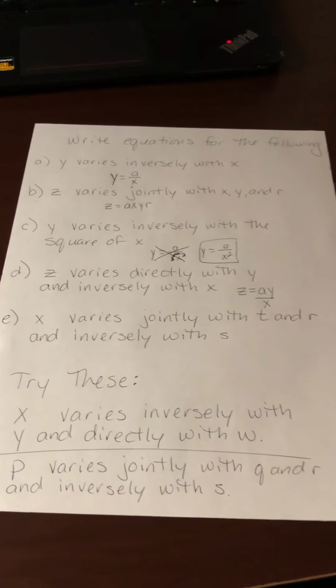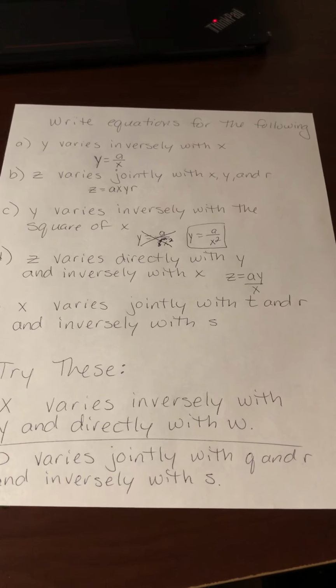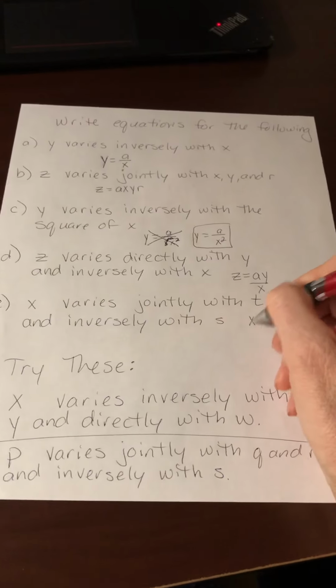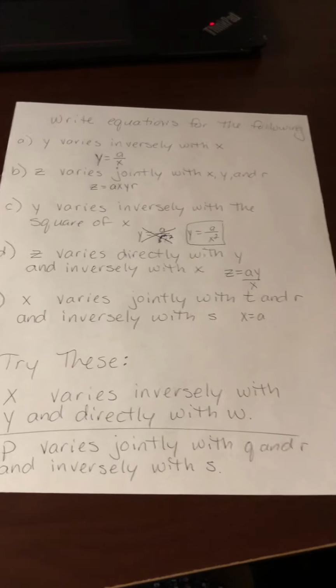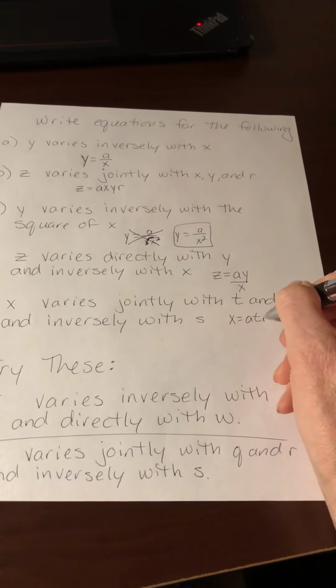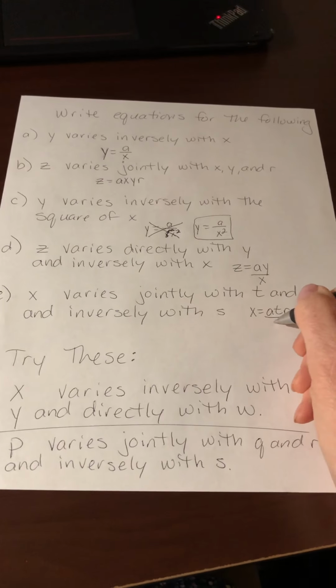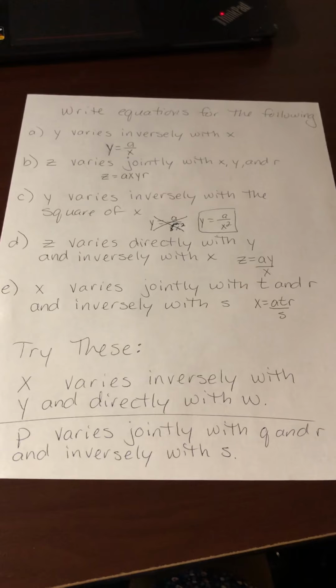Okay, in the last example, x varies jointly with t and r and inversely with s. So x equals, again, you got to have that a, jointly with t and r. So put t and r next to the a, but inversely with s, that would go on the bottom.